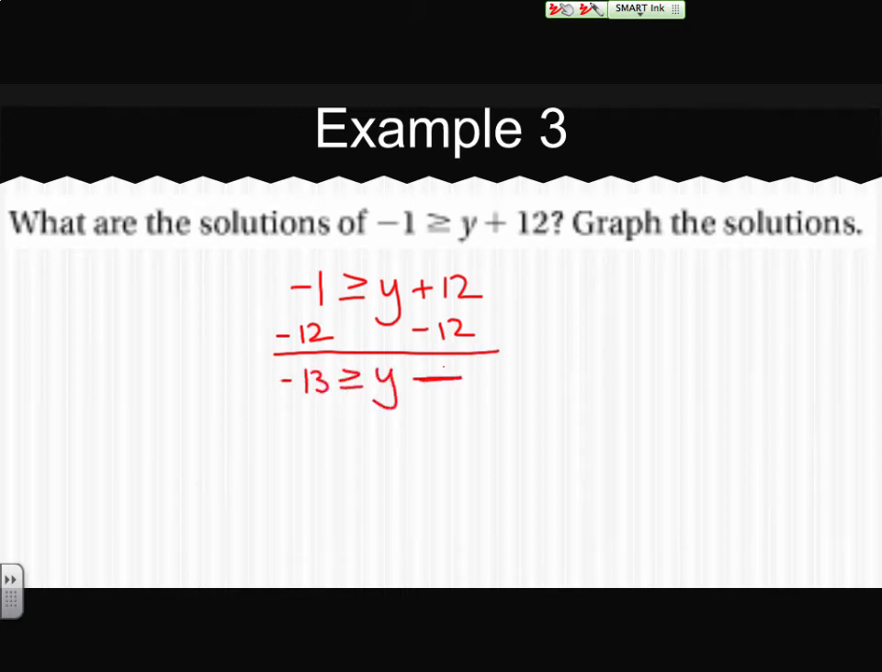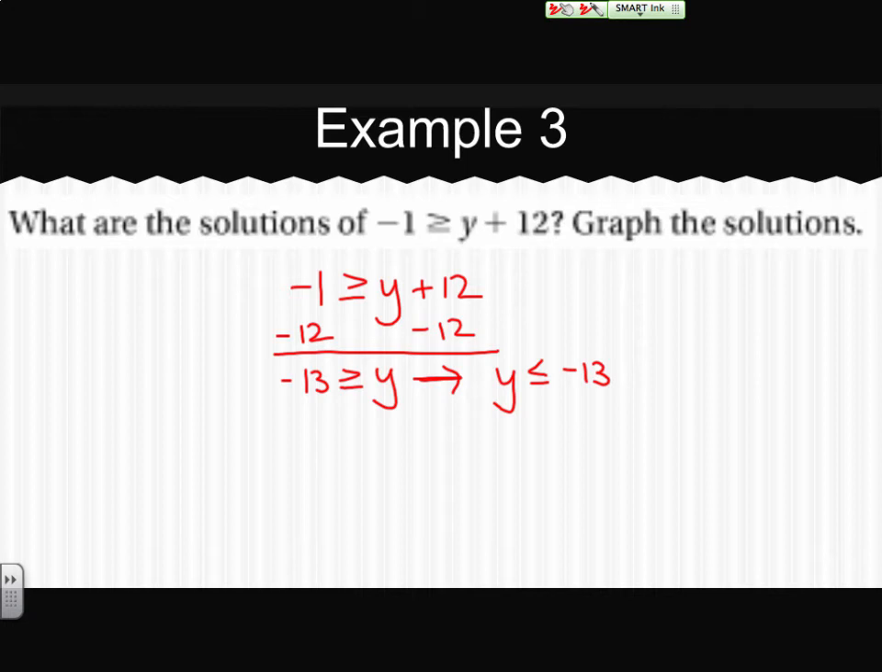Now for some of you, you might want to change this to say that y is less than or equal to negative 13. Because sometimes we like having that variable in front, so that we can talk about needing a number that's less than or equal to negative 13.